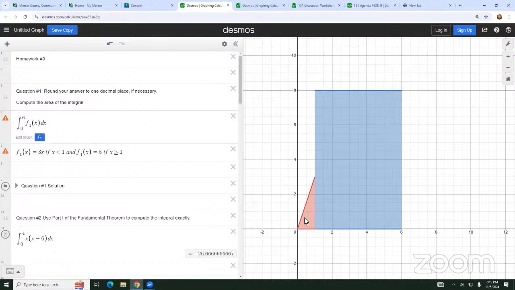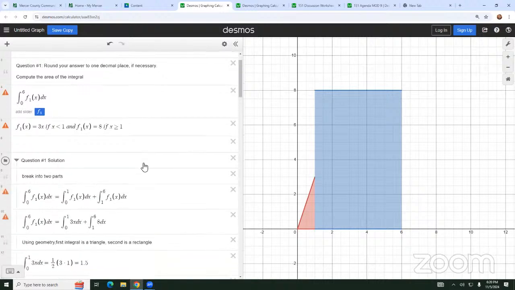And what we want is the area, the red area and the blue area. But I have to tell you something. I don't need no fancy integration. I can just look at this. This is a triangle, right? It has a base of 1 and a height of 3. So the red one here, the value is 1.5. 3 times 1 is 3, divided by 2 is 1.5, 3 halves. What's the blue one? It's a rectangle. It's 1, 2, 3, 4, 5 wide and 8 high. So that's 40. So this area is 41.5, using geometry.